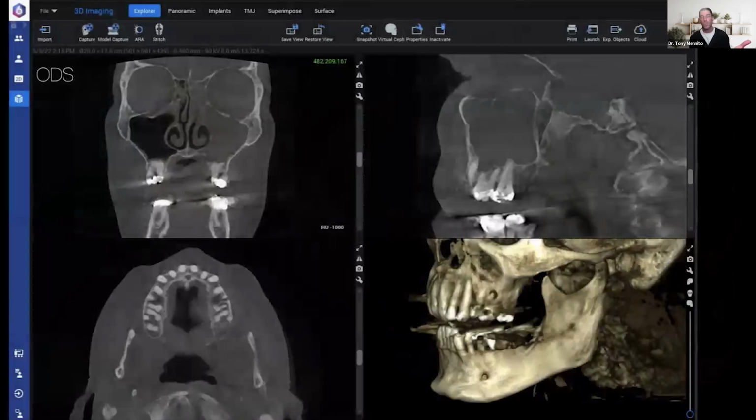Here's an instance. This was an incidental finding. This is part of our virtual patient. So we're taking these on every new patient. We do it at a really reduced fee because, once again, it just helps us to diagnose better.